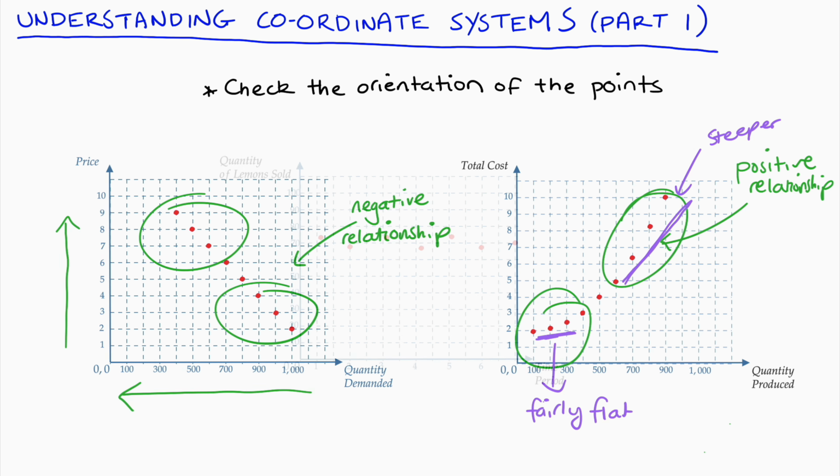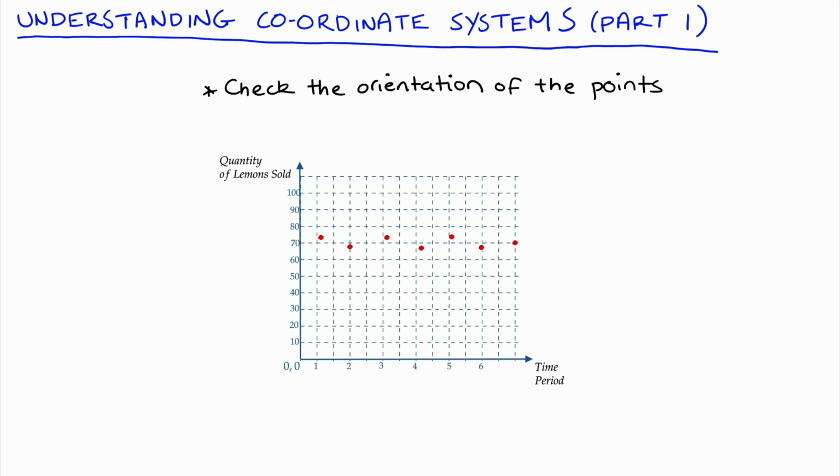Now, if we saw something like this, you can see that as our time periods increase, the quantity of lemons sold seems pretty constant. It changes a bit, but it's pretty constant. So we would say that there is no clear positive or negative relationship here. Quantity remains constant. Let's look at one more.